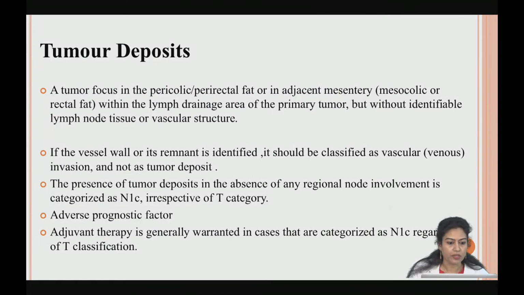Now, what are tumor deposits? Tumor deposits are a tumor either in the pericolic or perirectal fat or in the adjacent mesentery like the mesocolic or the rectal fat within the lymphatic drainage area of the primary tumor, but without any identifiable lymph nodal tissue or vascular structure. In case any vessel wall or its remnant is identified, it should be classified as vascular invasion and not as a tumor deposit. Now, why is it important that we identify these tumor deposits? Because they have been recognized as an adverse prognostic factor, and the latest edition of the AJCC suggests that it should be classified as N1C, and adjuvant therapy is usually warranted in these cases.